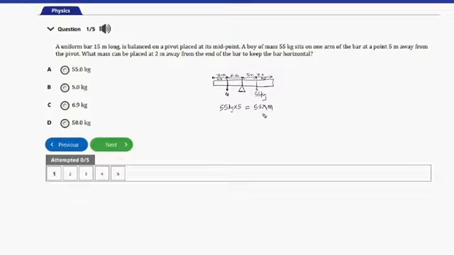In that case, M times 5.5 is equal to 55 times 5. If we go ahead and make M the subject of this equation, we're going to have M equal to 55 times 5 over 5.5. If you go ahead and calculate this, you're going to have 50 kg. And that's option B here. So option B is the answer to this question. Let's go ahead and consider the next question, guys.